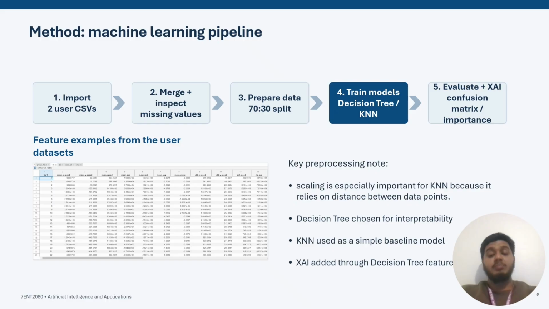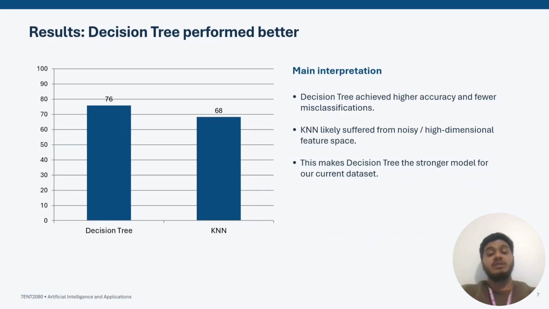Then I evaluated both models using accuracy, which measures how many predictions are correct, and a confusion matrix, which shows the correct and incorrect classifications and helps us to understand the model performance in detail.